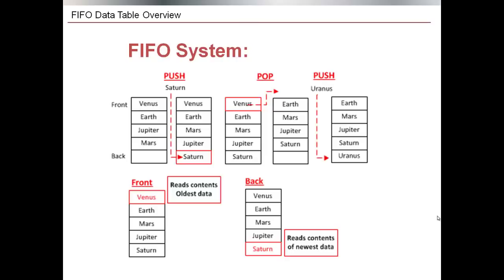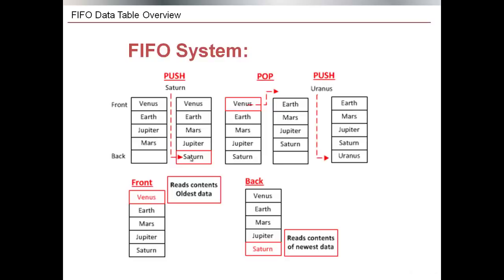Using the FIFO system, which stands for first in, first out, the push command writes new information to the back or bottom of a data table. All of these rows are then shifted up by one as long as there is space. This is shown in the diagram on the page. When the push operation is performed, the information here has space in the back row, and the word Saturn is written to the back row of the table.